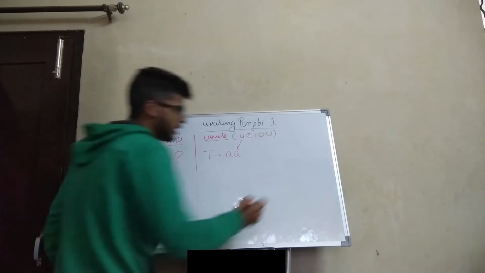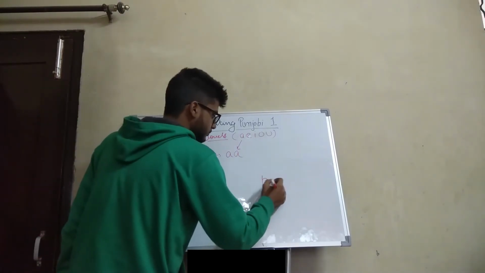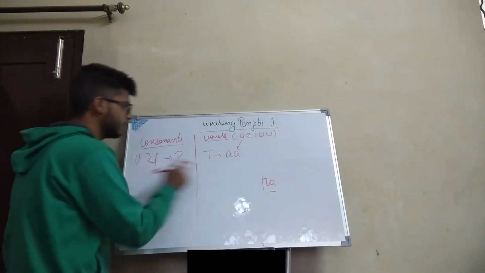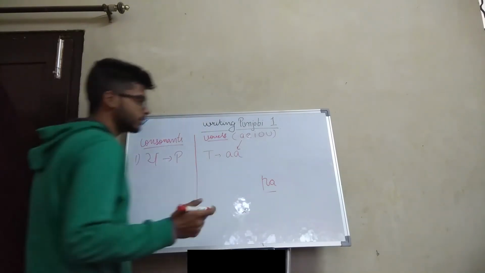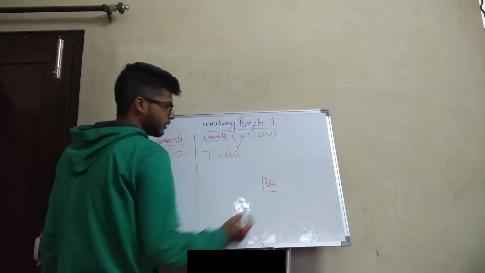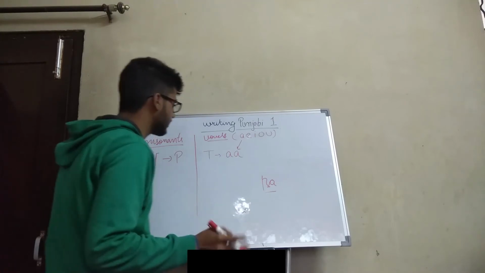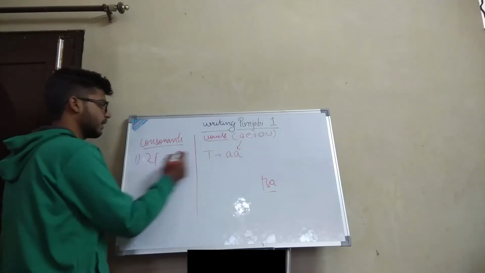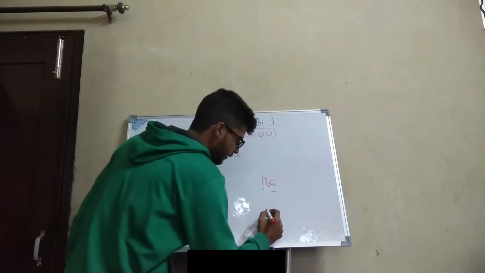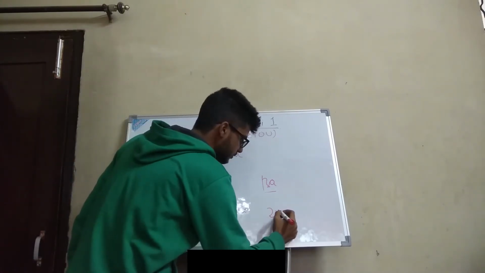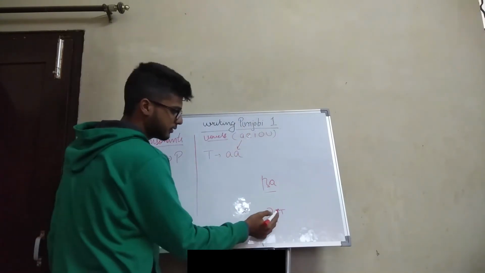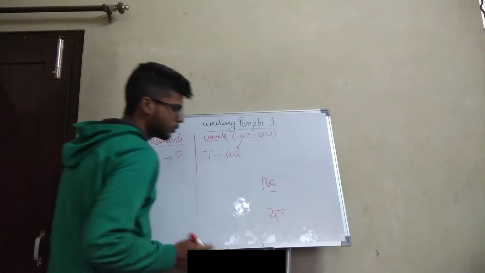Say we want to write Pa. So we have P, we have A. The question is how to join these two. In English we join it from here, but in Punjabi we join the letters from the top. You can see this line. We join the letters from here. So this is P, this is A. We need to join these to make Pa.